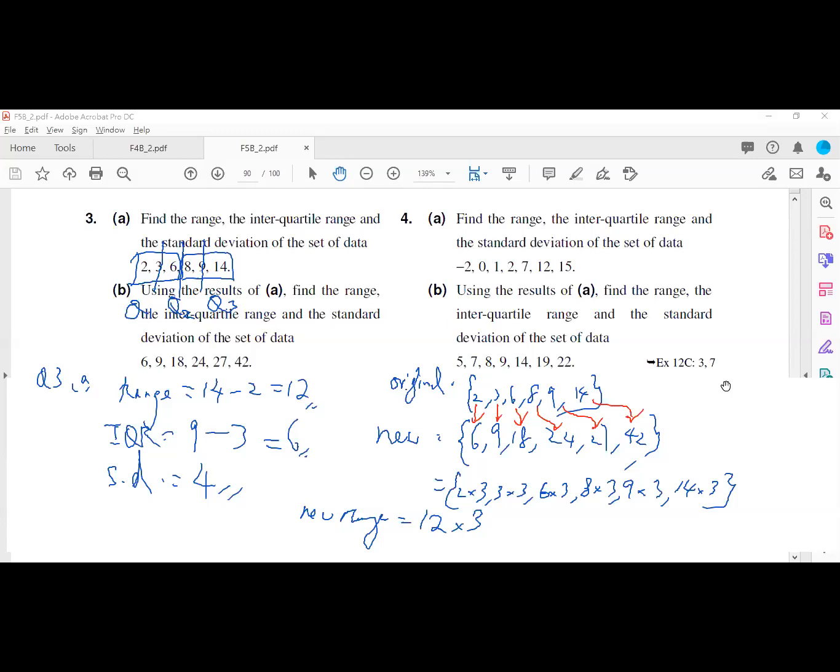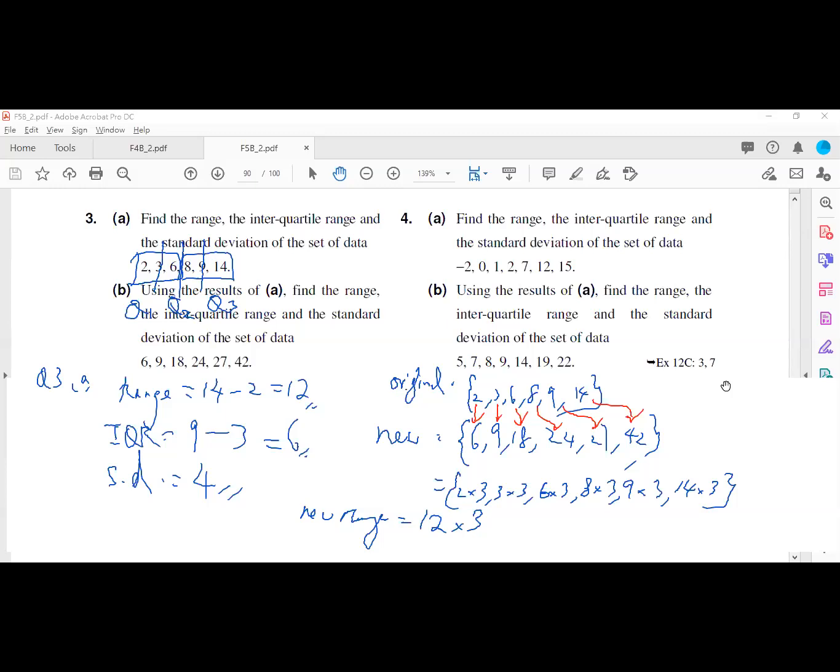Multiplying by a same number or dividing by the same number, OK? So just need to think. 2, so how can we change the 2 to 6? How can we change the 3 to 9? And so on. But we need to do the same change on every single data, OK?